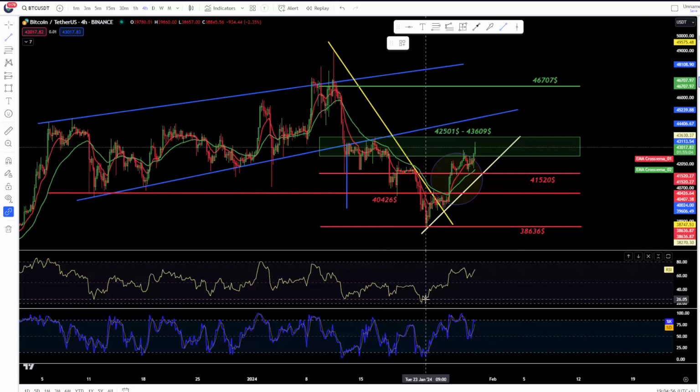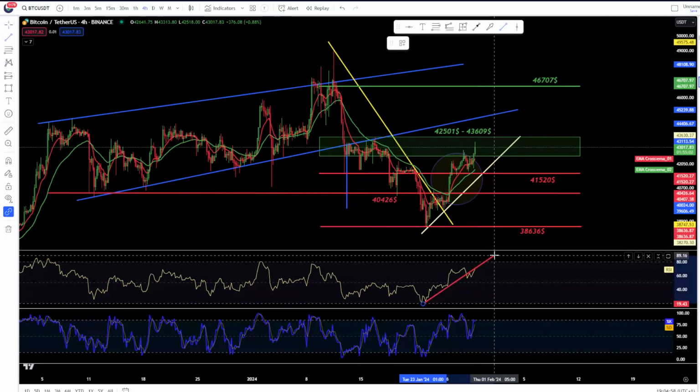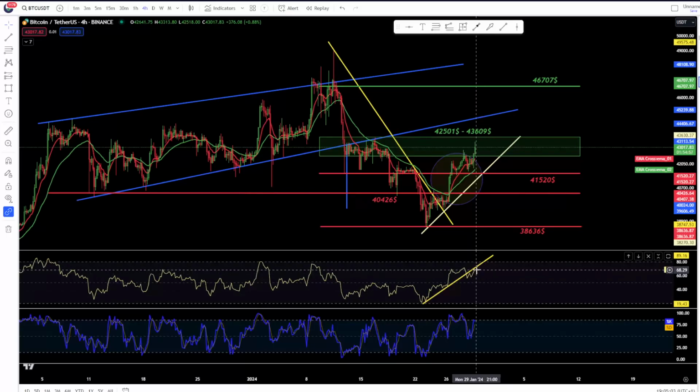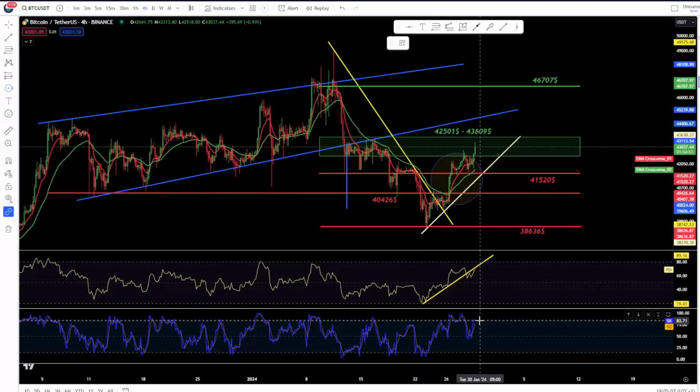Please look at the RSI indicator as it shows a drop below the uptrend line and an attempt to come back. However, the STOCH indicator is again approaching the upper limit, which results in the suspension of the upward movement.